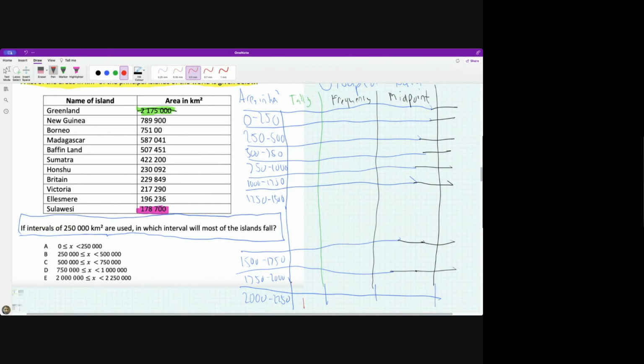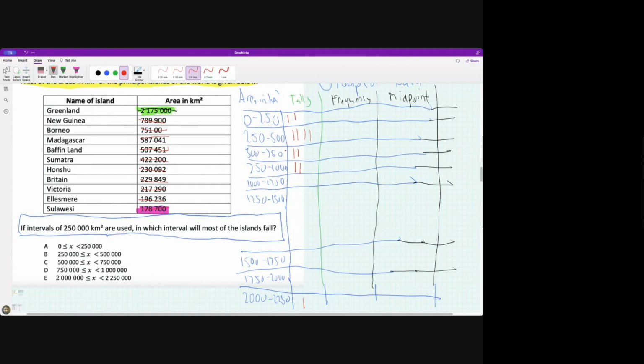So one tally there, 7,899 would be over there. 751 would be there. 587 would be there. 507 would be there. 422 would be there. 230 would be there. 229 would be there. 217 would be there. 196 would be there. 178 would be there.